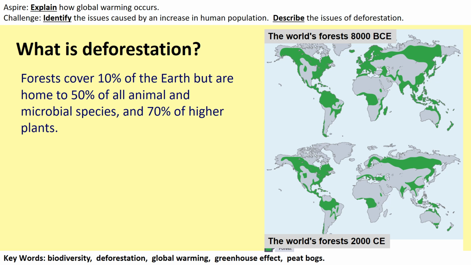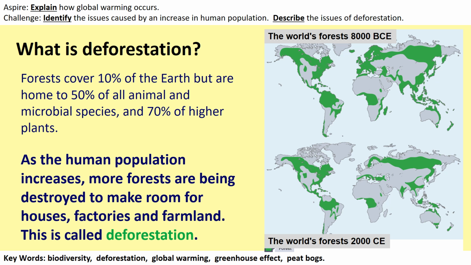Now, forests now cover about 10% of the earth, but they're home to so many different species of animals, about 50%, and higher than that, 70% in plants. But as we have more and more humans, more and more forests are going to be destroyed to make room for houses and factories and farmlands. And that's what deforestation is, cutting down those trees so we can make room for more houses or more farms, and then also using all of that wood that we get from the plants to make buildings, to make furniture and those types of things.